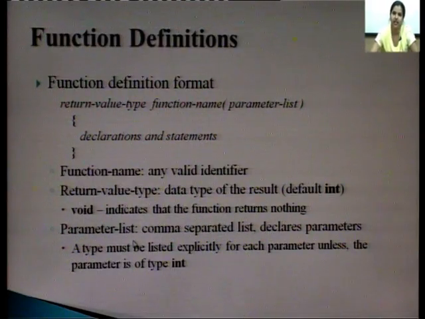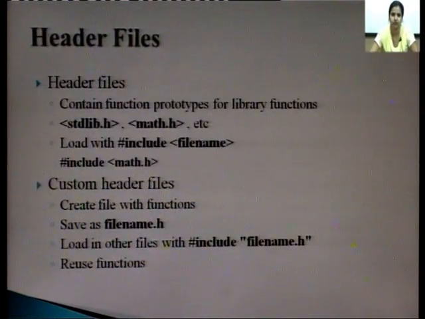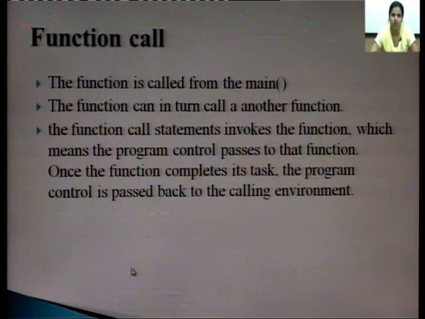separated by commas. It should be declared. A type must be listed explicitly for each parameter unless the parameter is of type int. The data type of each parameter in the list must be given, unless it is int. Now the header files you use: this is the standard library, math.h for performing the arithmetic operations, file name.h whichever you take, and for reusing functions. Now, so far we have studied function definition.